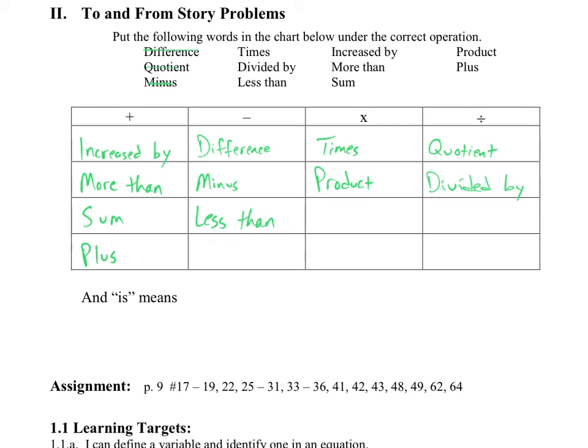Last but not least is this word is. And is means equals. So often you have to take it from just like 5 plus 7 to maybe 5 plus 7 equals X. Or Jim's age is, so whenever you see that word is, you can put in equals in there. So that's really it for this first section, and we'll dive deeper into algebra in the upcoming sections.